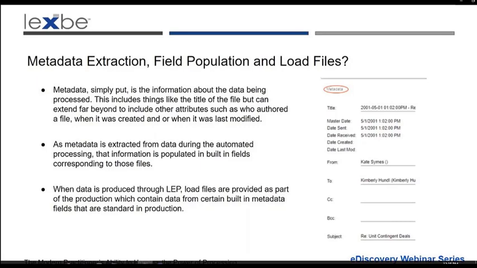Metadata, simply put, is the information about the data being processed. This can include things like the title of a file, but can also extend far beyond to include other attributes, such as who authored a file, when it was created, or when it was last modified. As metadata is extracted from data during the automated processing, that information is populated in built-in fields corresponding to those files. When data is produced through LEP, load files are provided as part of the production, which contain data from built-in metadata fields that are standard in production.